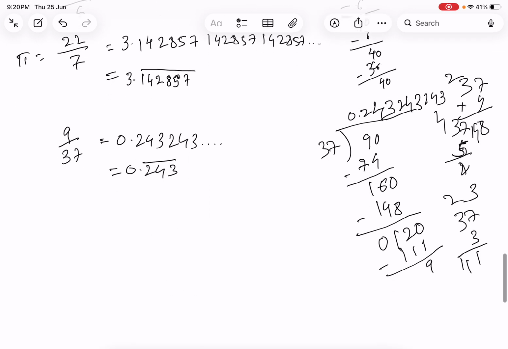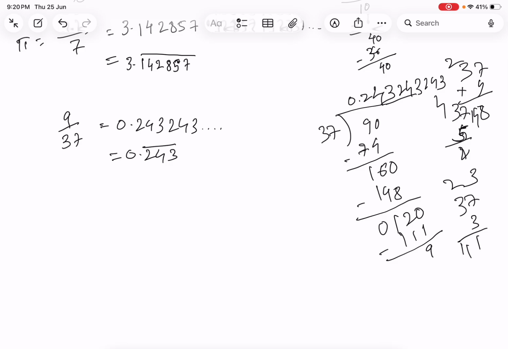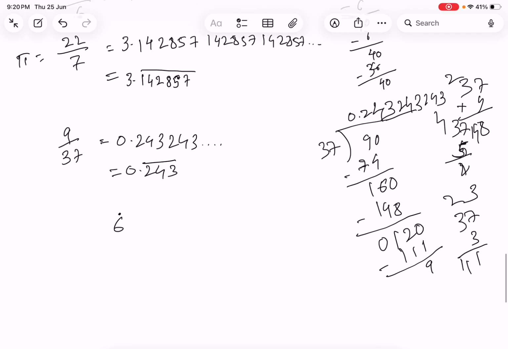So very simple, you have to divide, and when you see a single digit recurring, you can simply write that digit with a dot above it, representing a non-terminating recurring decimal form. And when you have more than one digit recurring, like 243, you can write it as 0.243 with a bar, which is again the non-terminating recurring decimal form of 9 by 37, whereby 243 is recurring again and again.